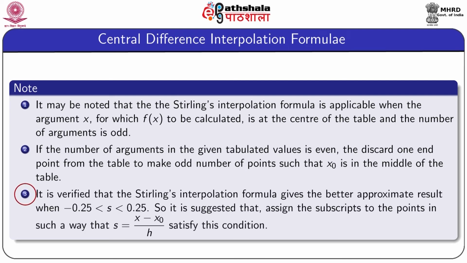The third observation is very important. It is proved that the Stirling interpolation formula gives a better result, obviously the approximate result, when s lies between minus 0.25 and 0.25. So, it is suggested to assign the subscript to the points in such a way that s, which is equal to (x minus x0) by h, satisfies this condition.